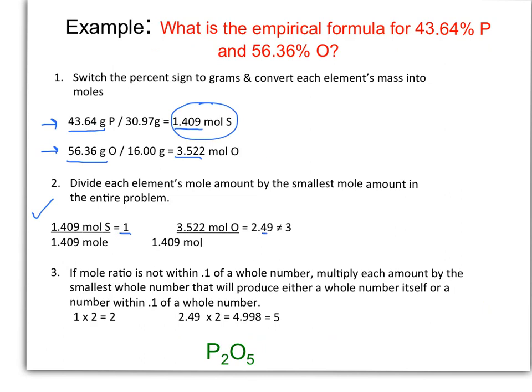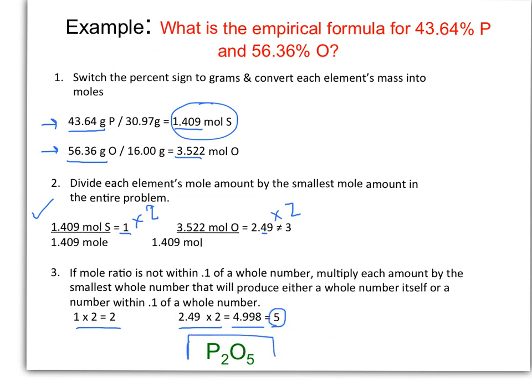So we need to come up with a number that we can multiply by each of these values right here that will get me to a whole number exactly, or at least within a tenth of a whole number. Now we know 2.5 times 2 is about 5, and so that's the best choice for us at this point in time. Remember, you want to find the lowest number that will get that decimal to be whole or within a tenth of a whole. And you have to multiply it by both subscripts. So in this case right here, 1 times 2 gives me 2, and 2.49 gives me 4.998, which is within a tenth of a whole number, so I can round that up to 5.